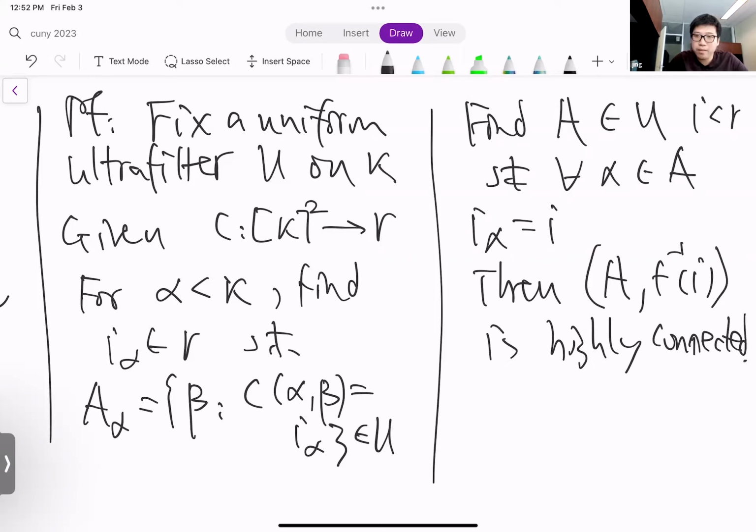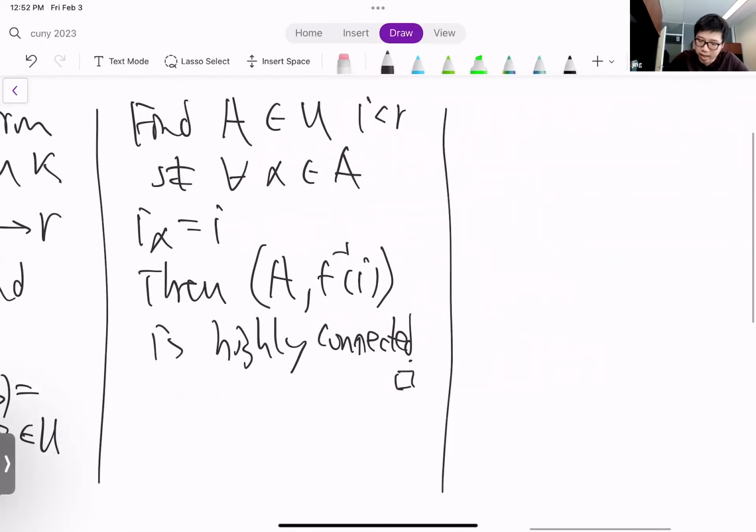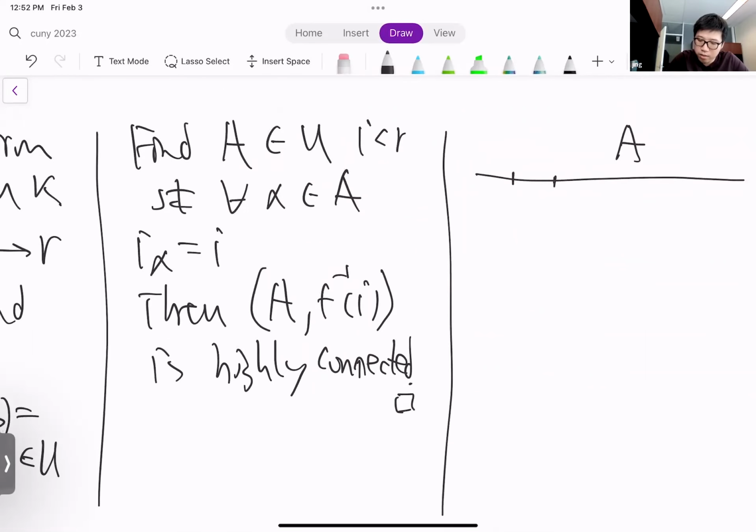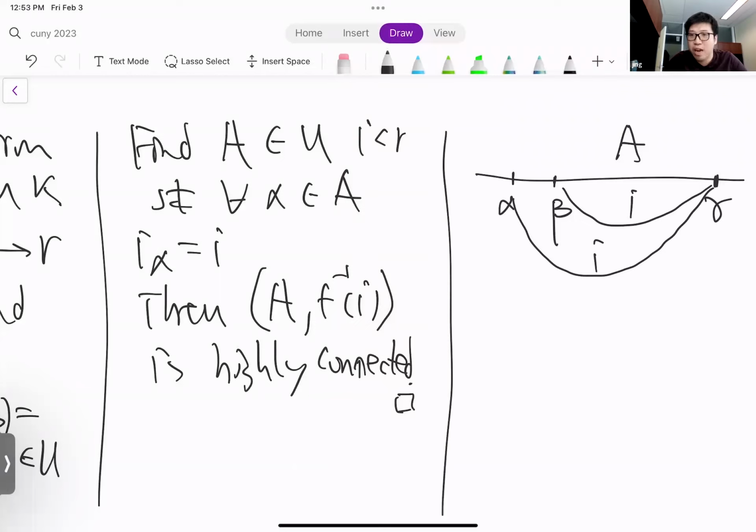Right. So why is that? Let's draw another picture. What this is saying is that you have found this A such that if you give me any 2 points here, I can find something that's large enough, say gamma, such that they're both connected to gamma. But also both of the edges would have color I. So you essentially just replace each edge in the conclusion of the Ramsey theorem by a path of length 2.